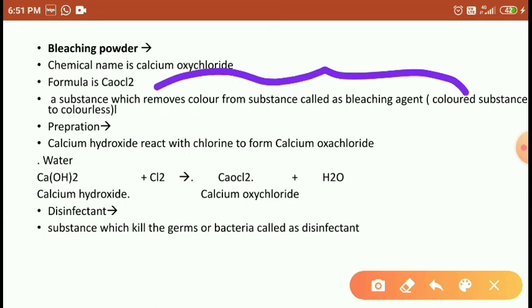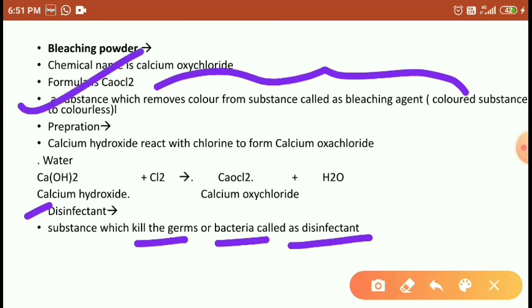And one more important use: it is a disinfectant. Disinfectant means it kills germs and bacteria. Right friends? So the most important use of bleaching powder is to remove colored substances. The second is that it acts as a disinfectant to kill germs in water, or germs in the house, the toilet, and kitchens. The germs can be killed by the bleaching powder. Right friends?